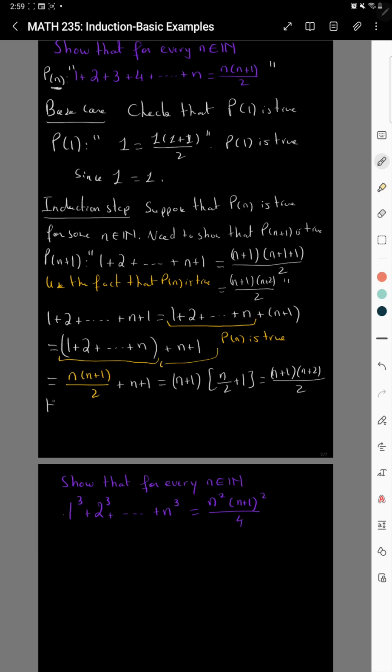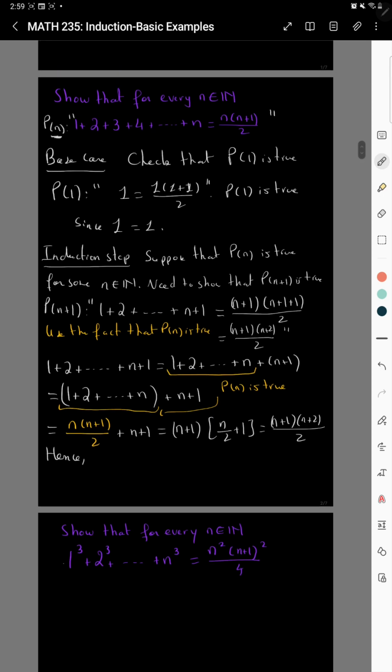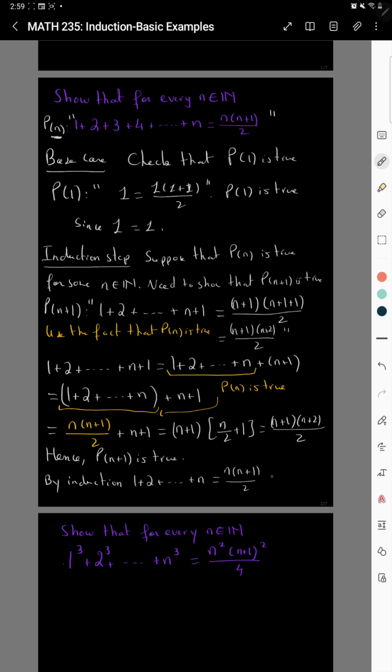Hence, what is P(n+1)? P(n+1) says that the sum of the integers from 1 up to n plus 1 is equal to (n plus 1) times (n plus 2) over 2. Wait a minute, this is what I have here. So hence P(n+1) is true. Hence, by induction, P(n) is true for all n. Well, what is P(n)? It's that the sum from 1 up to n is equal to n times (n plus 1) over 2 for all n in N.